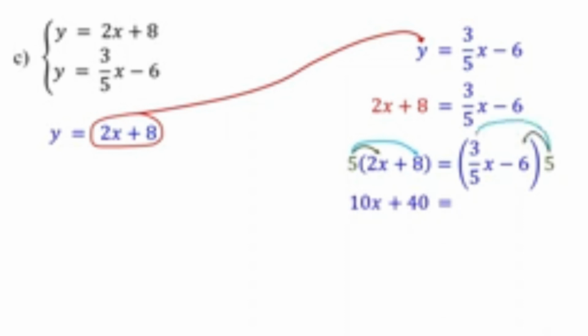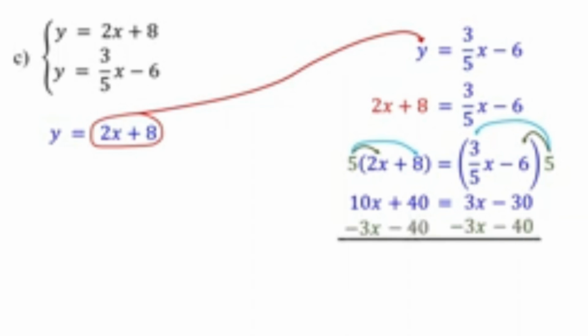Then distribute the 5 on the right side of the equation. 5 times 3 over 5x equals 3x, right? And 5 times negative 6 is negative 30. Now, to get the variable on one side and the constant on the other side of the equation, subtract 3x from both sides, and at the same time, subtract 40 from both sides of the equation. On the left-hand side, these cancel out, and 10x minus 3x is 7x. On the right-hand side, cancel these out, and negative 30 minus 40 is equal to negative 70.